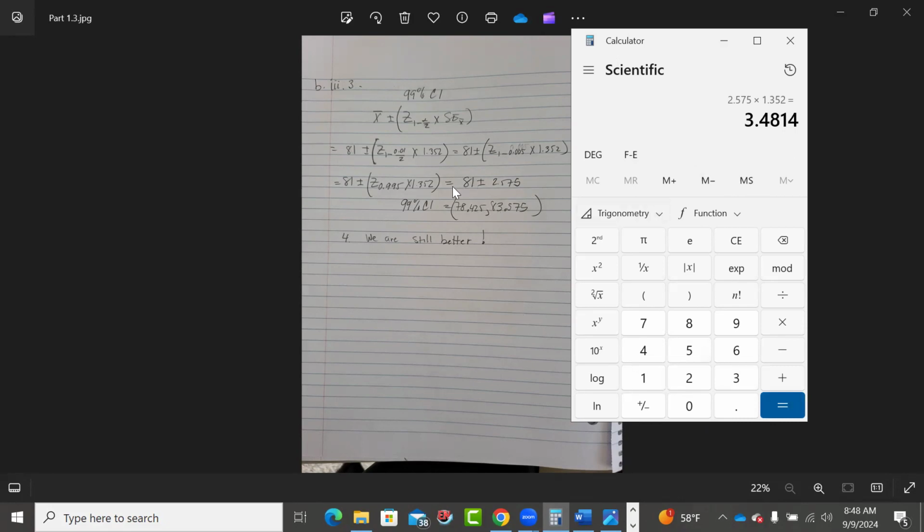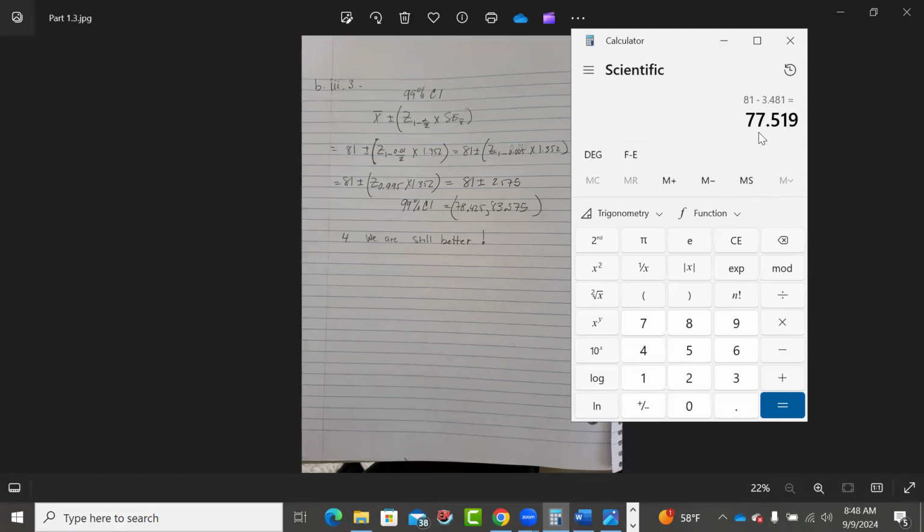All right, so let's make sure to get this right. So now what we're going to do is take our mean, and we're going to subtract this value from the mean. So if you can remember this, 3.481. So 81 minus 3.481 equals 77.519. See, so I was a little bit off there. So that wasn't right. Okay. And then we go 81 plus 3.481 is 84.481.